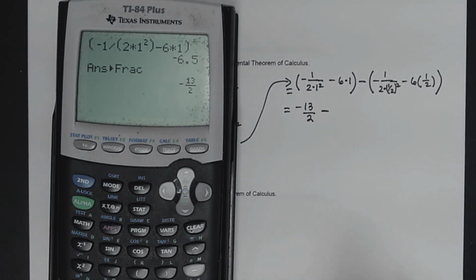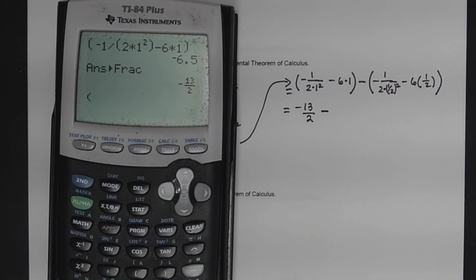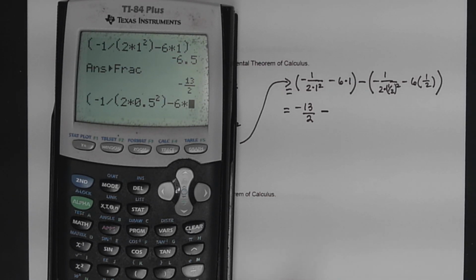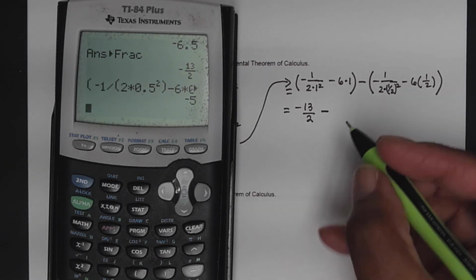And then minus. Okay, now for this one, I'm going to do left parentheses and then negative 1 divided by, in parentheses, 2 times, I'm going to treat 1/2 as 0.5 and then square it. That's what I'm going to do here. And then minus 6 times 0.5. I'll treat that as 1/2 as well. And that's going to give me negative 5.